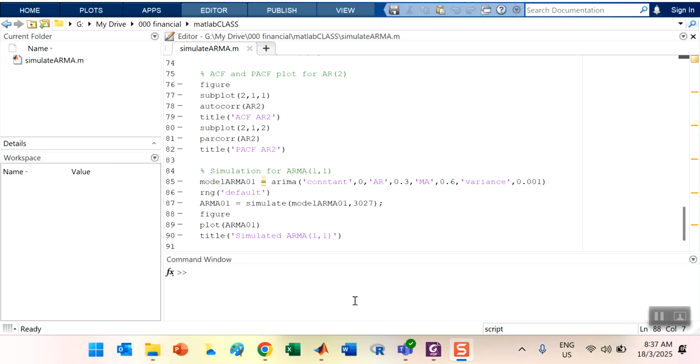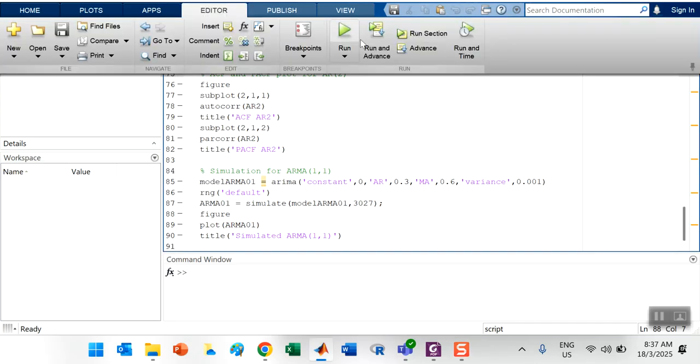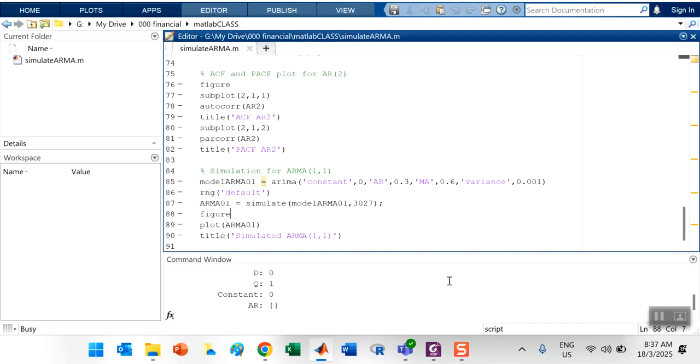Morning, everybody. So this is a continuity of the previous session where we use ACF to identify the possible pure MA and pure AR models. So we can just have a look at the series or the ACF we have constructed.